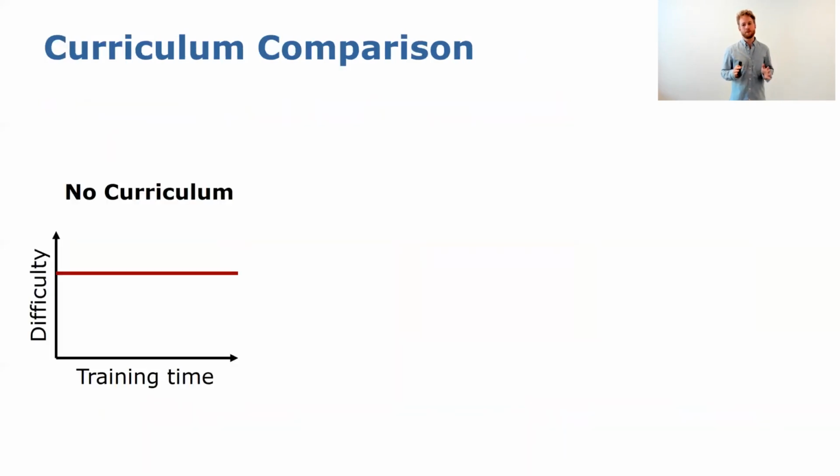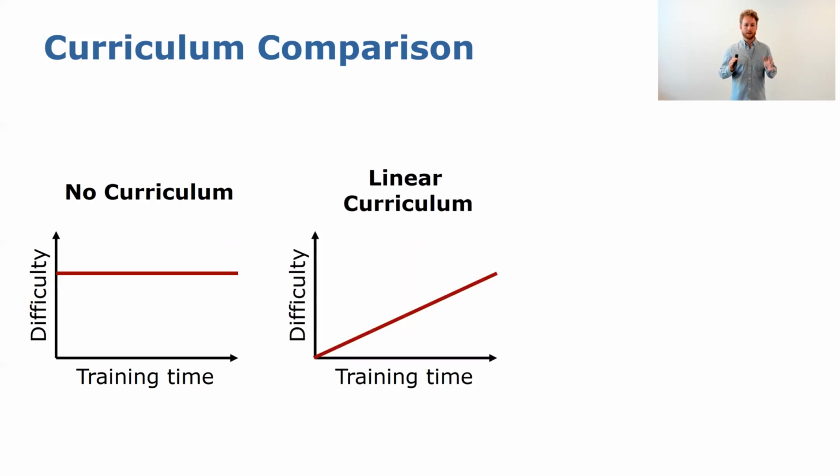When no curriculum is used, the task difficulty always stays at the same level during training. The challenge of curriculum learning is to decide a good strategy to choose the appropriate difficulty at every step. Previous approaches have often used linear curriculum learning, where the task difficulty is increased proportional to the training time.